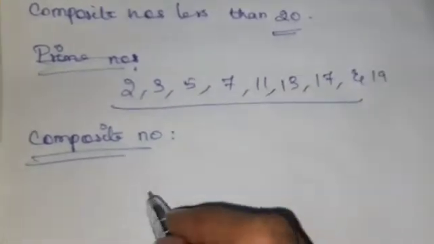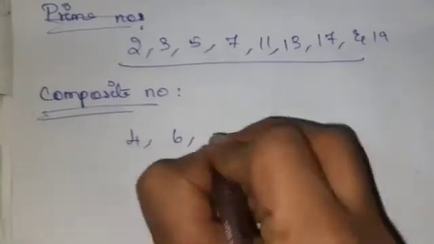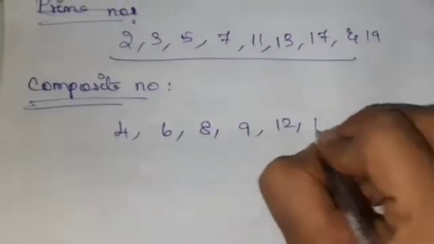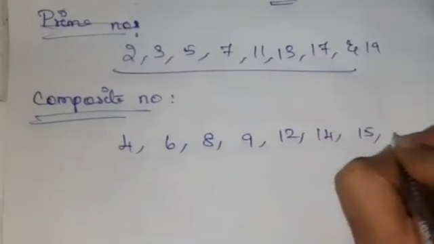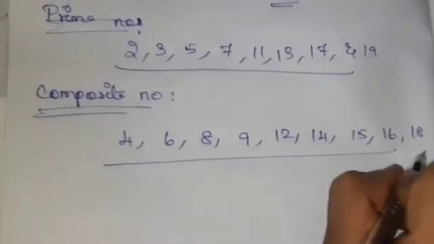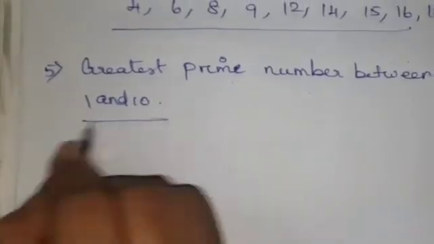Let us find out the composite numbers which are less than 20. 4, 6, 8, 9, 12, 14, 15, 16, 18. So these are all the composite numbers which are less than 20. Let's solve the fifth problem. What is the greatest prime number between 1 and 10?